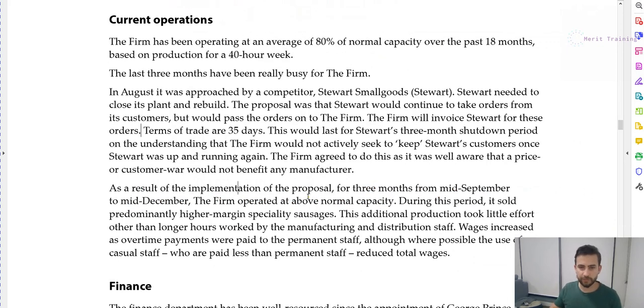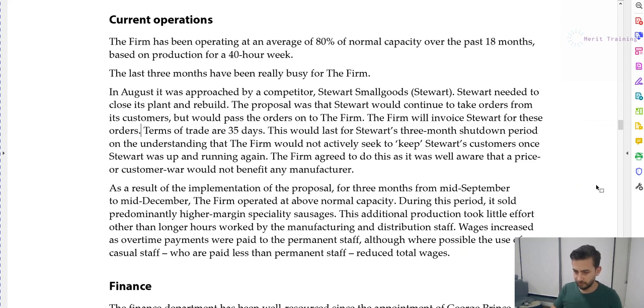Okay, so as a result of the implementation of the proposal for 3 months from mid-September, the firm operated above normal capacity. During this period, it sold predominantly higher margin specialty sausages. The additional production took little effort other than longer hours worked by manufacturing and distribution staff. Wages increased as overtime payments were paid to permanent staff, although where possible, the use of casual staff who are paid less than permanent staff reduced total wages. Okay, so there's a bit to unpack there, and we're trying to cut out some of the useless information.